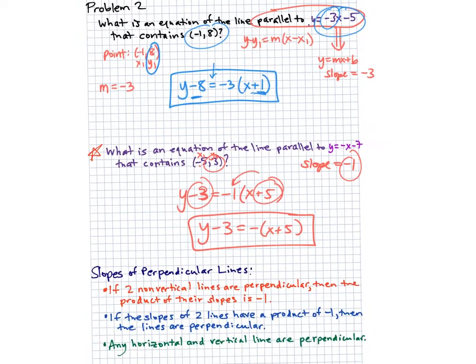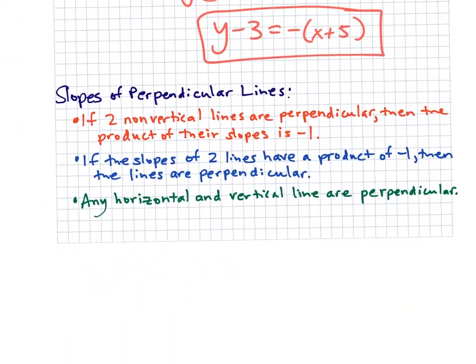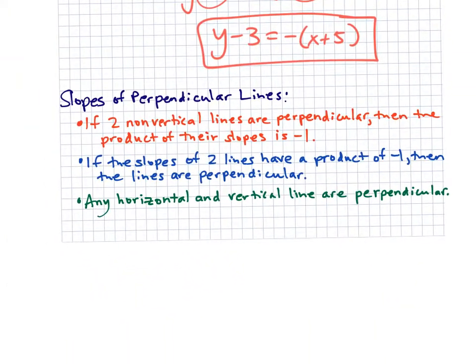Okay, so then that was parallel lines. Remember, parallel lines have the same slope. Perpendicular lines are a little bit different. They don't have the same slopes, but the product of their slopes is -1.